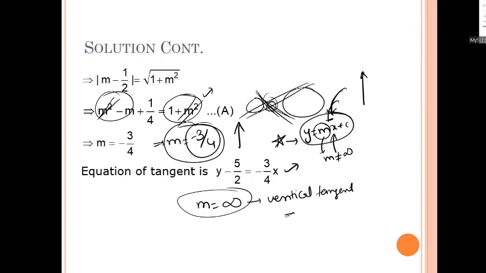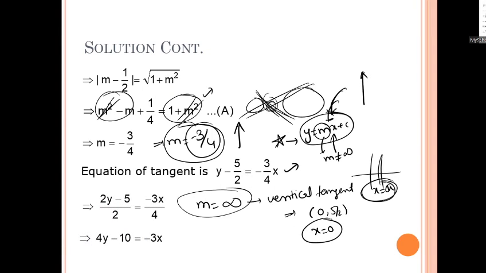सो वर्टिकल टेंजेंट की इक्वेशन कैसे होती है? वर्टिकल टेंजेंट का मतलब पैरेलल टू वाई एक्सिस, x इज इक्वल टू कांस्टेंट जैसा होगा ना, राइट? सो दिस इज पासिंग थ्रू 0,5/2 एंड वर्टिकल, सो कौन सा होगा? x इक्वल टू 0 होगा ना, राइट? सो दैट्स द नेक्स्ट टेंजेंट. सो एक टेंजेंट 3x प्लस 4y इक्वल टू 10 होगा, दूसरा टेंजेंट डायरेक्टली y एक्सिस हो जाएगा. क्लियर है?